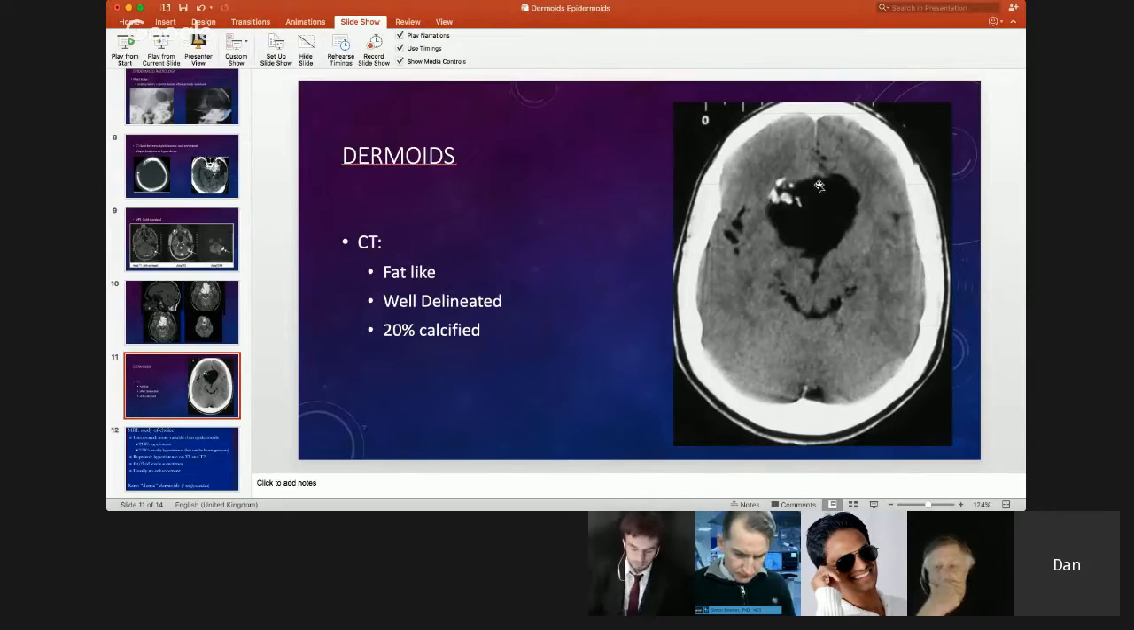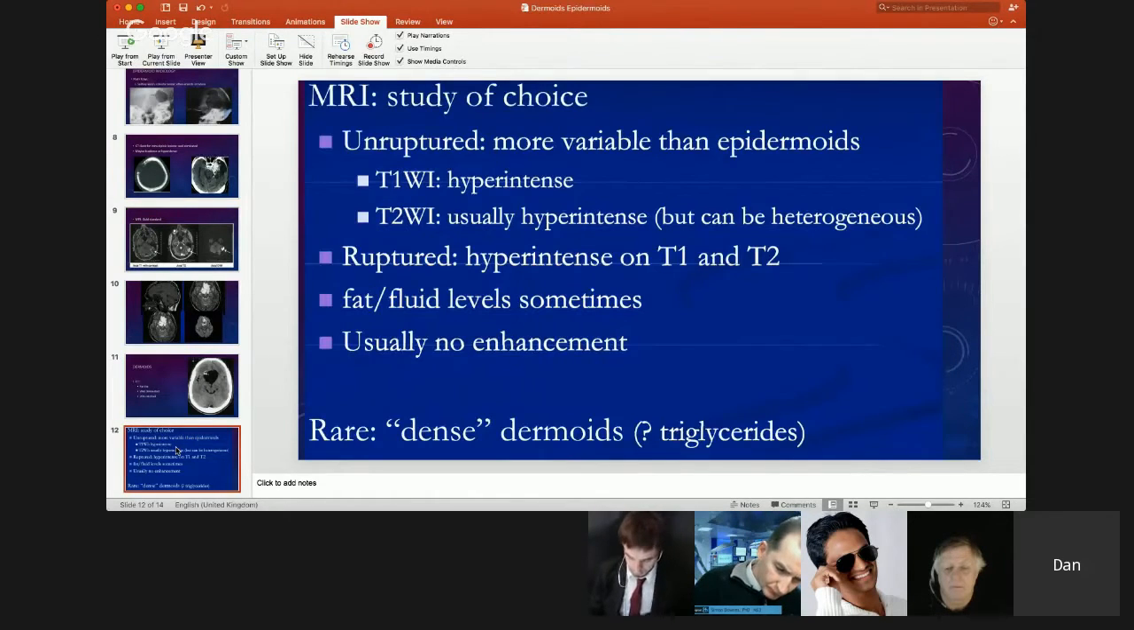And if I forget what fat looks like, usually I try to look at the subcutaneous tissue, and you expect the subcutaneous tissue to be fat, and you can see that it has the same consistency as what you'd expect in the subcutaneous tissue. There's some calcification around this lesion, and all these white dots, for those who don't see a lot of CT scans, that would be what calcifications look like. MRI scans for dermoids are also the gold standard.